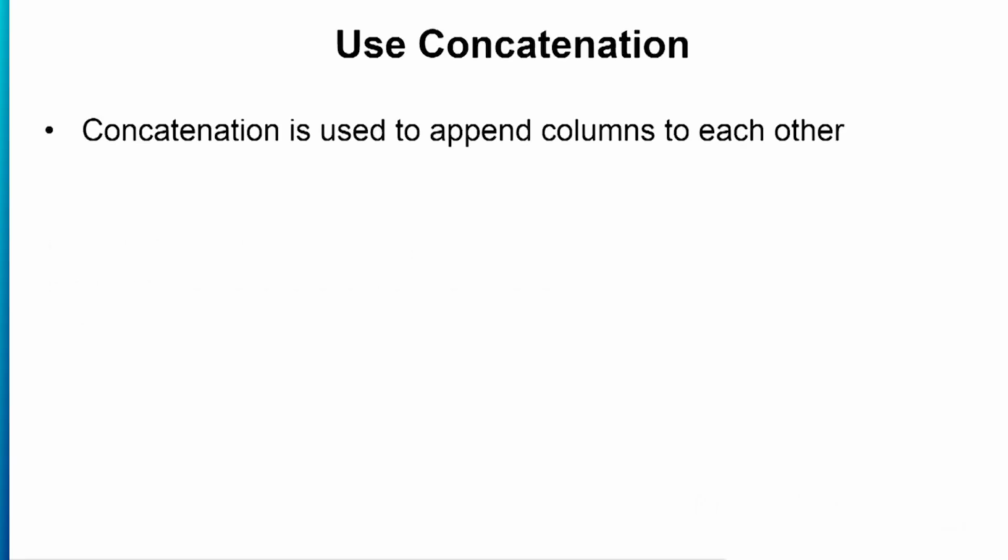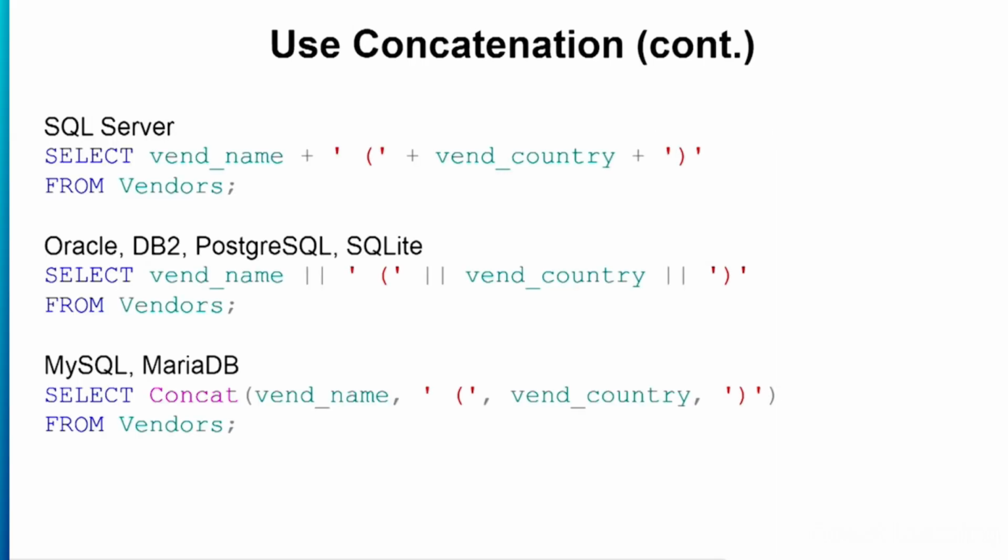Concatenation is used to append columns to each other. So if you take the example we just gave of the mailing list, and you want to take city, state, zip and format it and concatenate it into a single field. Pretty simple thing to do, but also very incompatible. Look at this example over here.